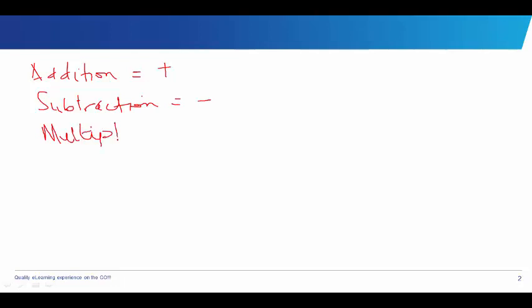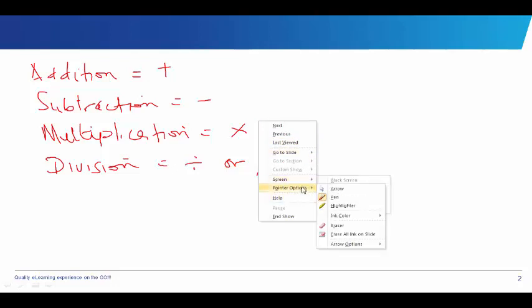So briefly, I'll write all the signs for addition. Addition is written this way. Subtraction, this is the sign for subtraction. Multiplication is, this is the sign. Then division, this is the sign for division, or sometimes you could have it as this. Okay, so now let's take some examples in addition.